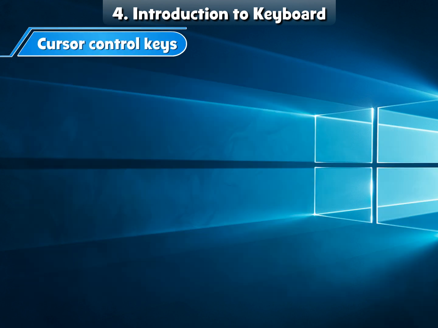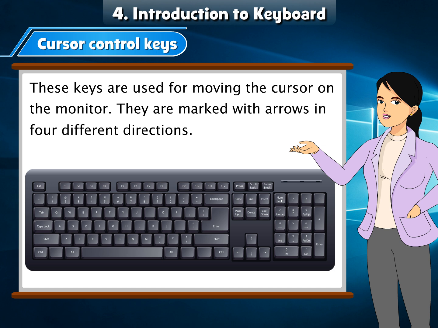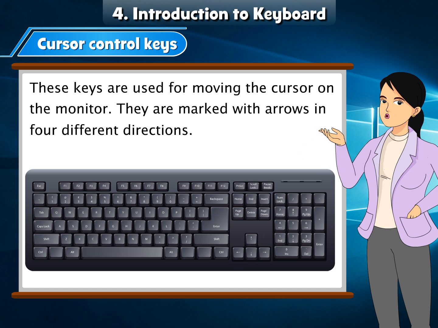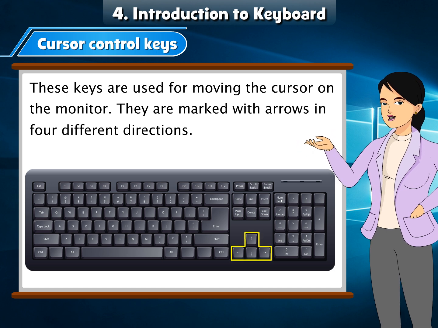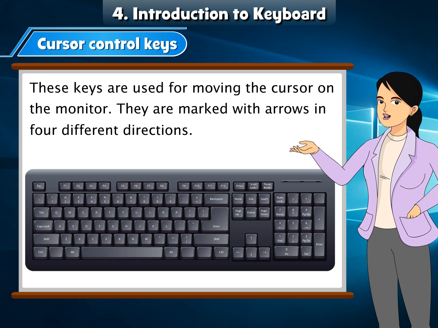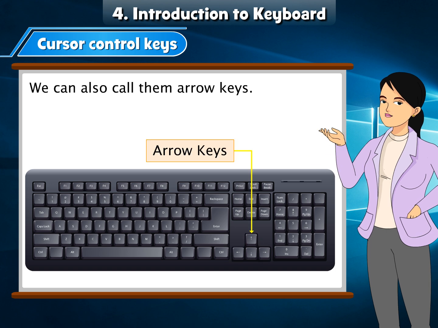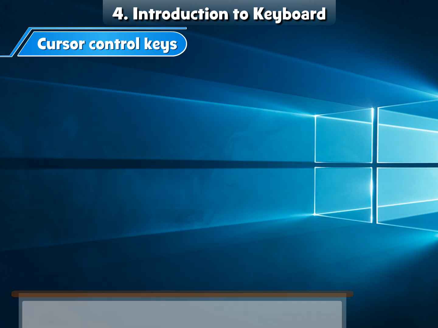Cursor control keys. These keys are used for moving the cursor on the monitor. They are marked with arrows in 4 different directions. We can also call them arrow keys.